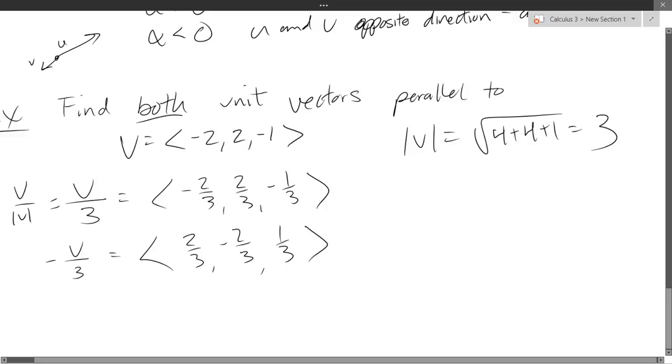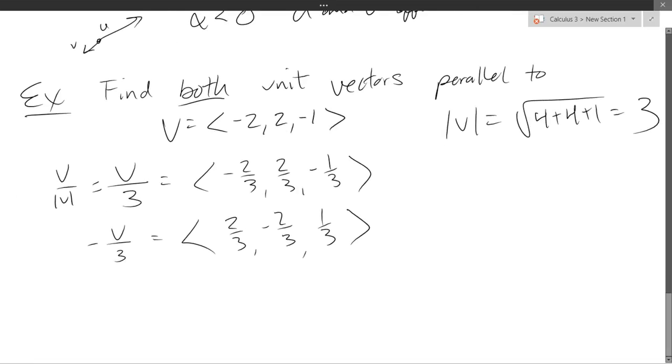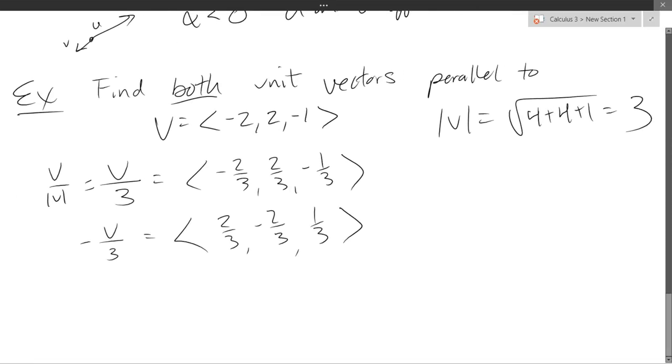What does your textbook say about parallel? Does it allow alpha to be negative? If you look, probably in the index might be a fast way to do that. So this is a good place to end.